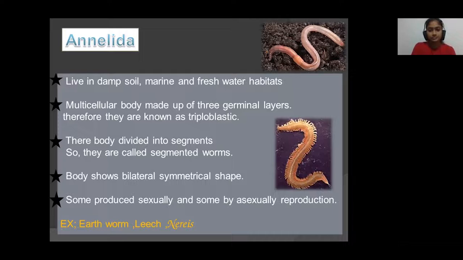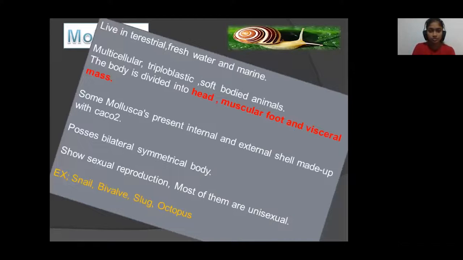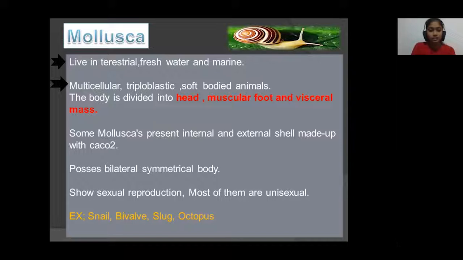Next, I'm going to talk about the Mollusca. They live in terrestrial, freshwater, and marine habitats. Multicellular triploblastic soft-bodied animals. The body is divided into head, muscular foot, and visceral mass. Some molluscs possess internal or external shells made up of calcium carbonate. Possess bilaterally symmetrical body. They show sexual reproduction. Most of them are asexual. Examples: bivalve, snail, slug, and octopus.